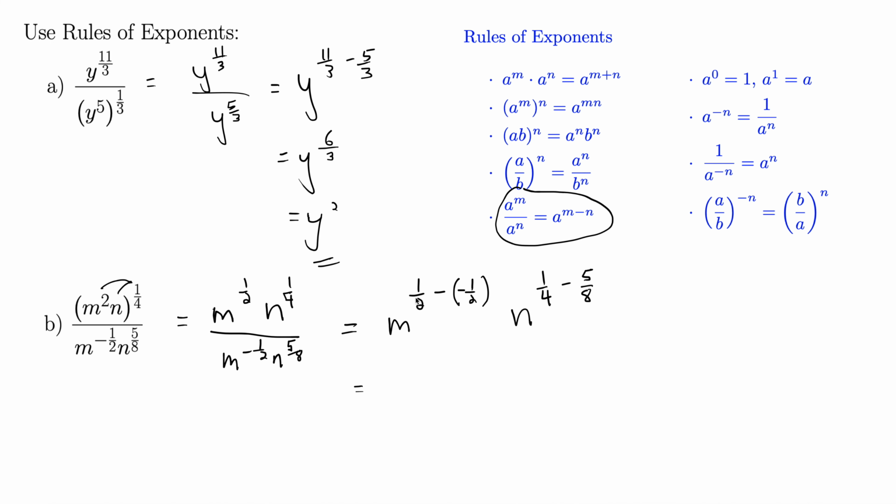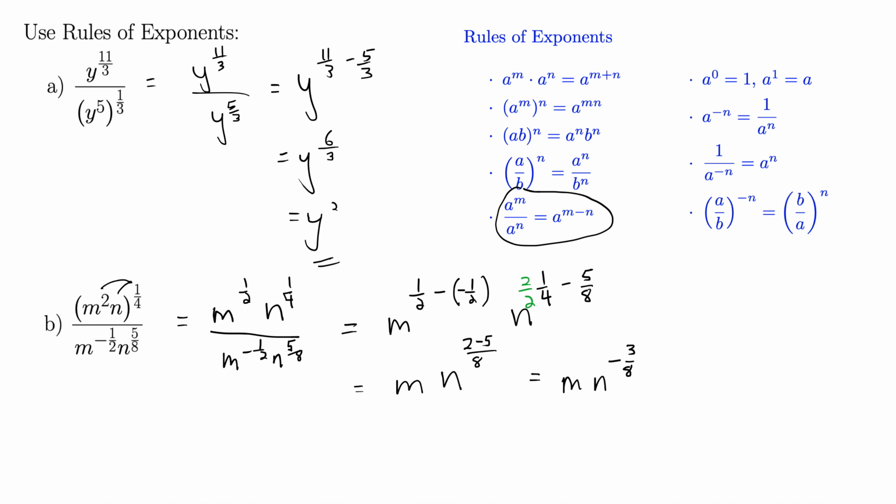Okay, well, m to the 1/2 minus a minus 1/2 is m to the 1/2 plus 1/2, which is m to the 1, which is just m. Now for our n's, we need a common denominator here. We have 1/4 minus 5/8. I'm thinking of a common denominator of 8. So I'm multiplying by 2 over 2 to get that denominator. So that gives us n to the power of 2 minus 5 all over 8. Okay, so that's m n to the power of negative 3/8.